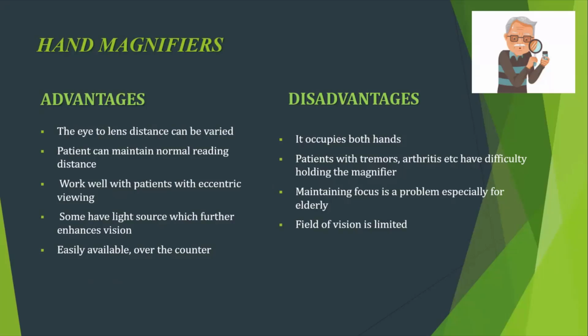Sometimes the magnifiers are provided with an illuminating light source. The disadvantages are that both hands are occupied. In one hand, they have to hold the reading material, and in the other hand, the magnifier. So it is not useful for patients with tremor, arthritis and so on, especially elderly patients. And the field of vision is limited.